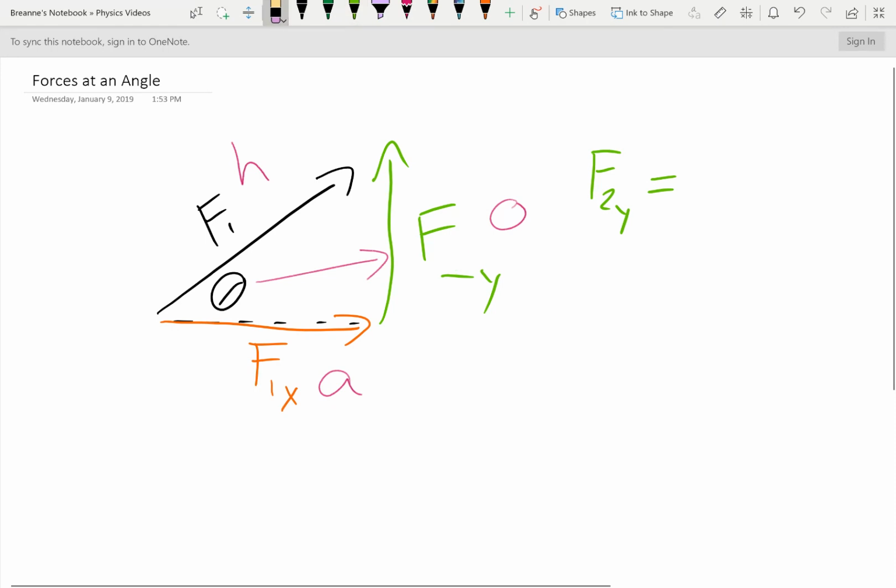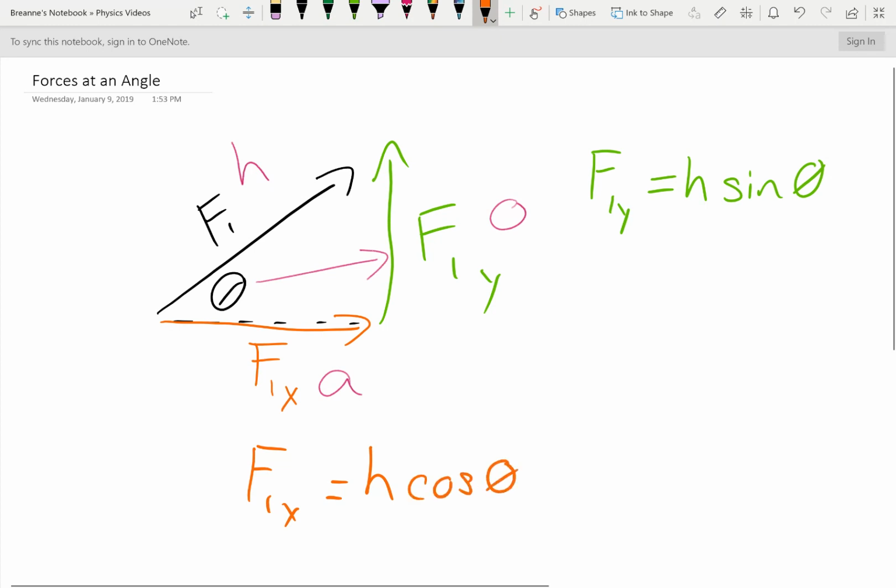And this should be f1. This is y. There we go. f1y, because it's the force of 1y. You'll end up using sine. And so it'll be hypotenuse, sine, theta. For your f1x, you'll end up using cosine, theta. And you would work it out.